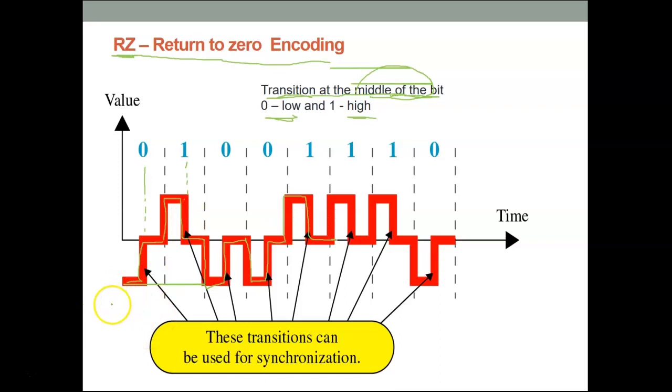So zero is negative, one is positive, and in the second half of the bit I return back to zero. I don't go to negative or positive, I go back to zero. In the middle I return back to zero. And this is the way to do the transitions in the return to zero encoding. From its name, return to zero, whatever I do, I go back to the zero state.